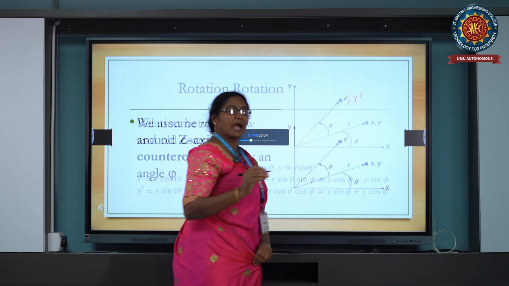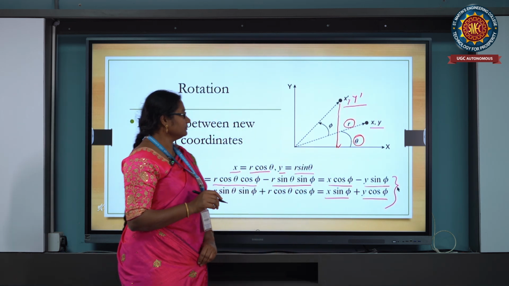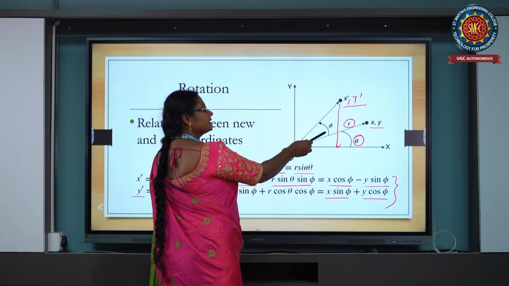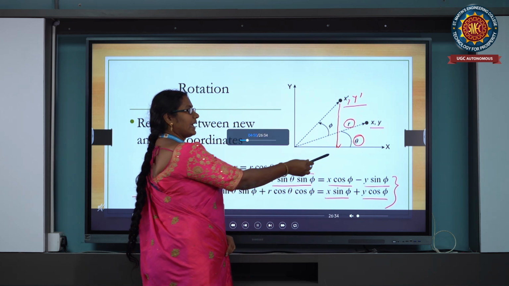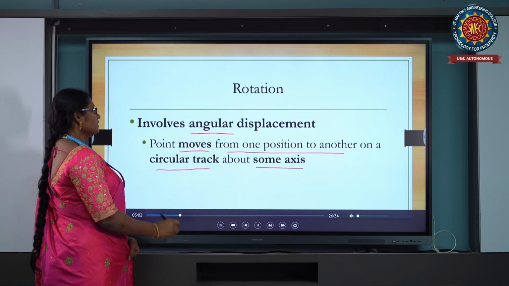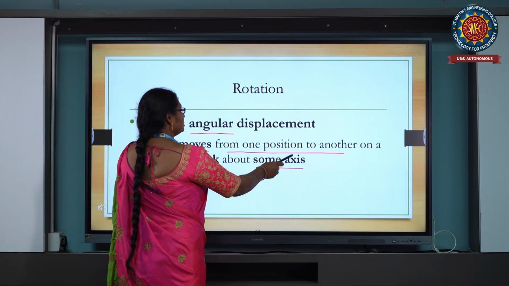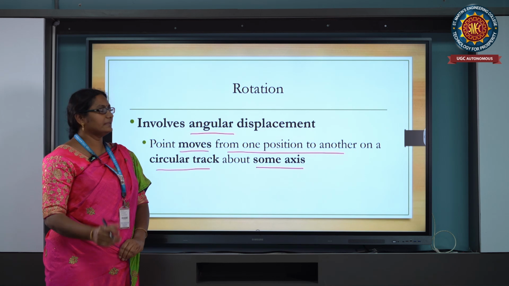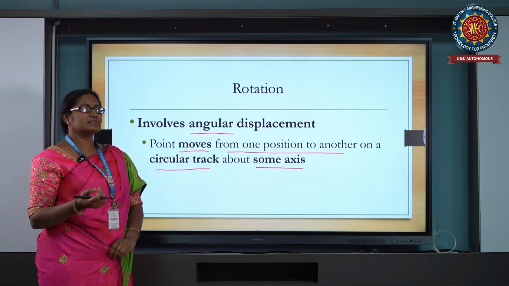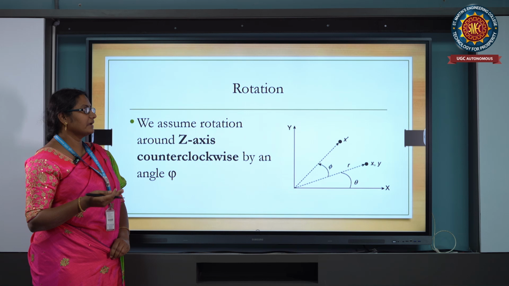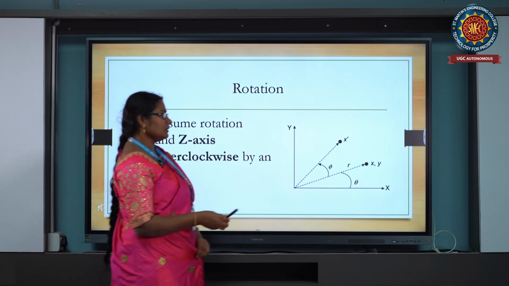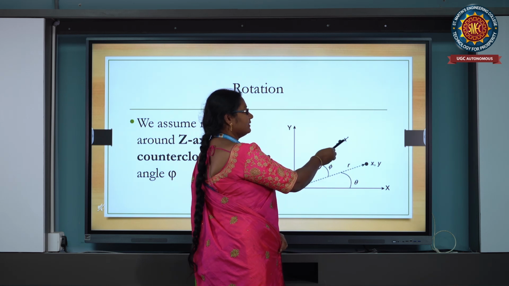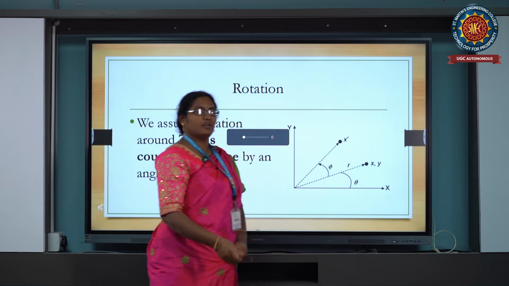Here we are observing two angles, theta and phi. After rotation, the angle is denoted as phi. Before, the angle is theta. So theta is the original angle and after rotation the angle is phi. This is the original point x and y. After rotation, the rotated point is x dash and y dash.